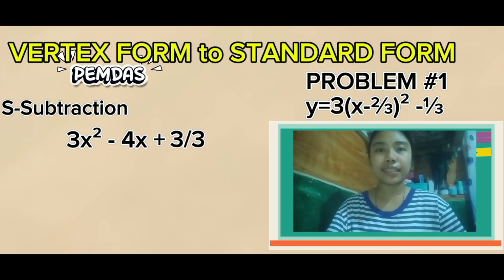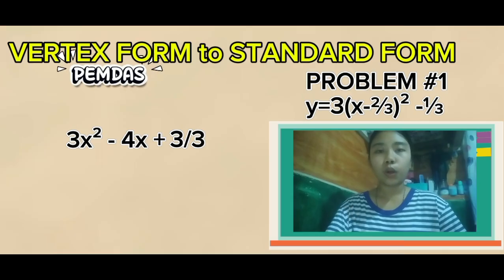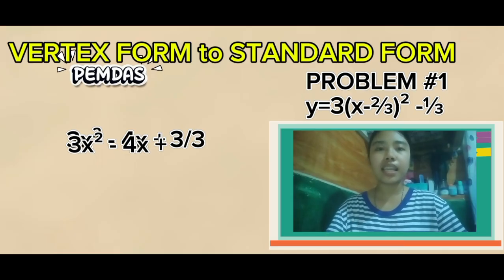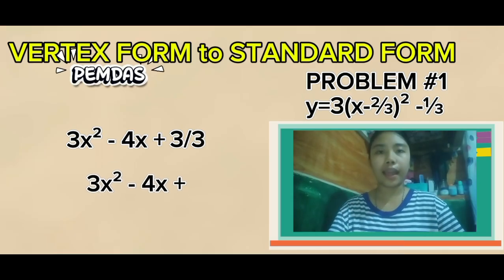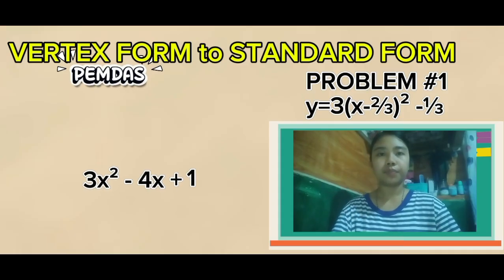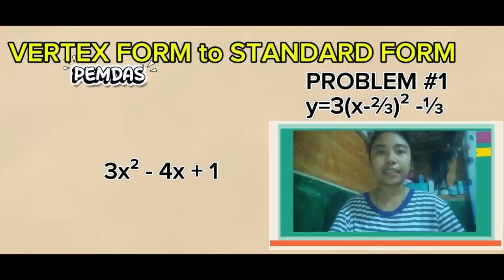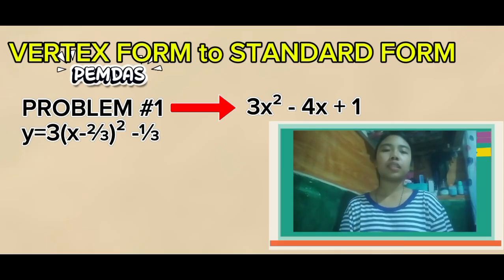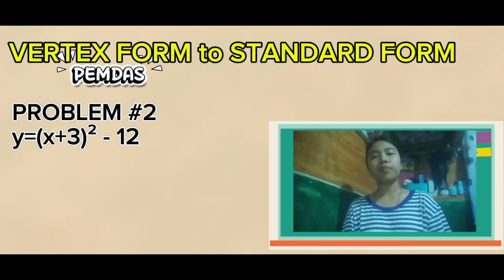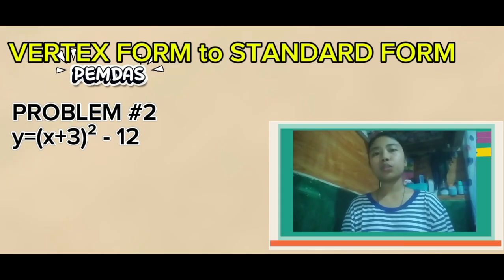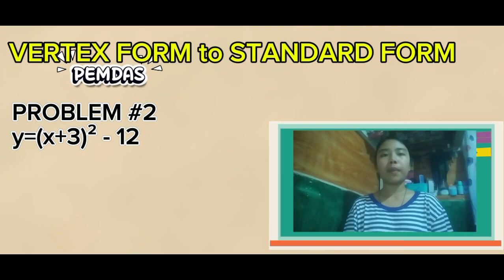So this is our answer. But we can also write this as 3x squared minus 4x plus 1. So, is this our final answer? Yes, it is. So now that we're already done with our problem number 1, let's move on to our problem number 2. So our problem number 2 is quantity of x plus 3 squared minus 12.